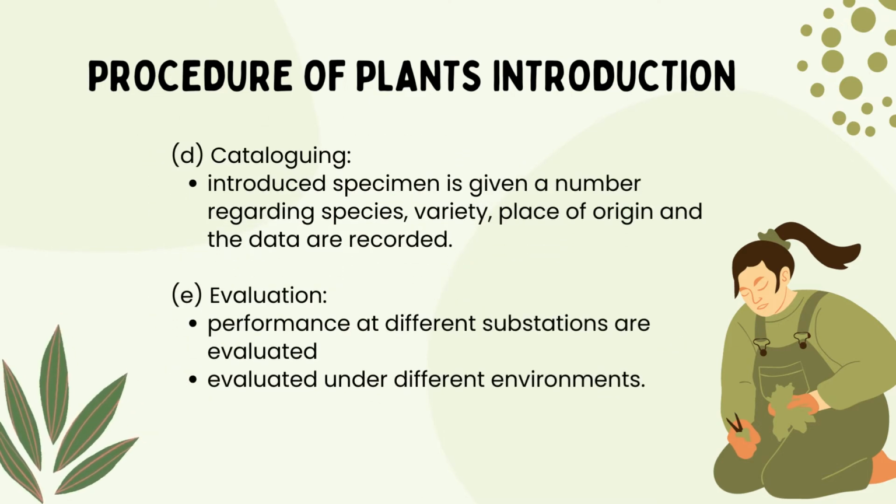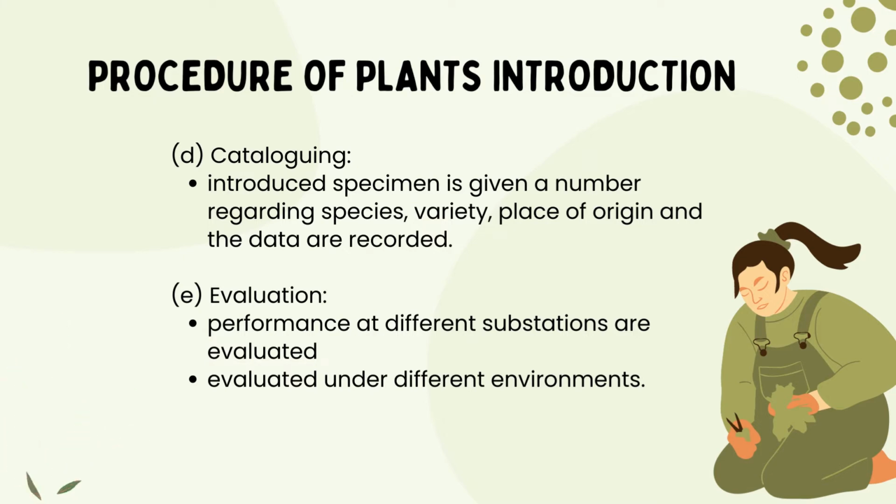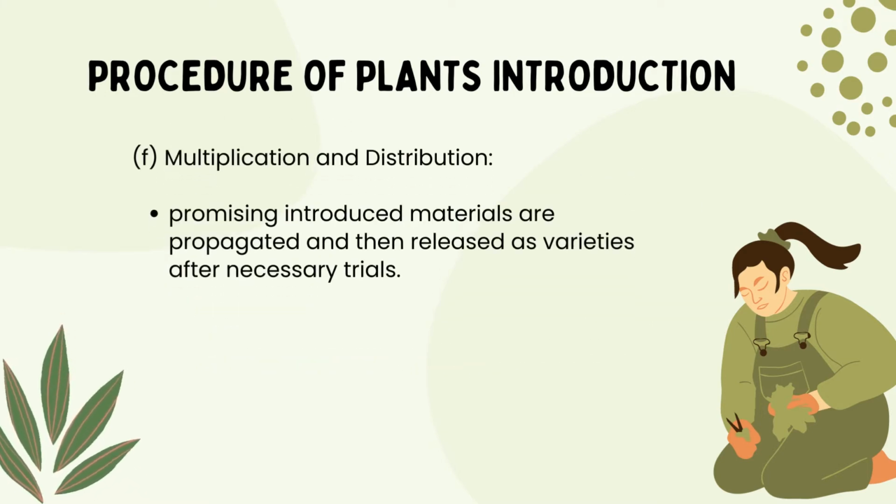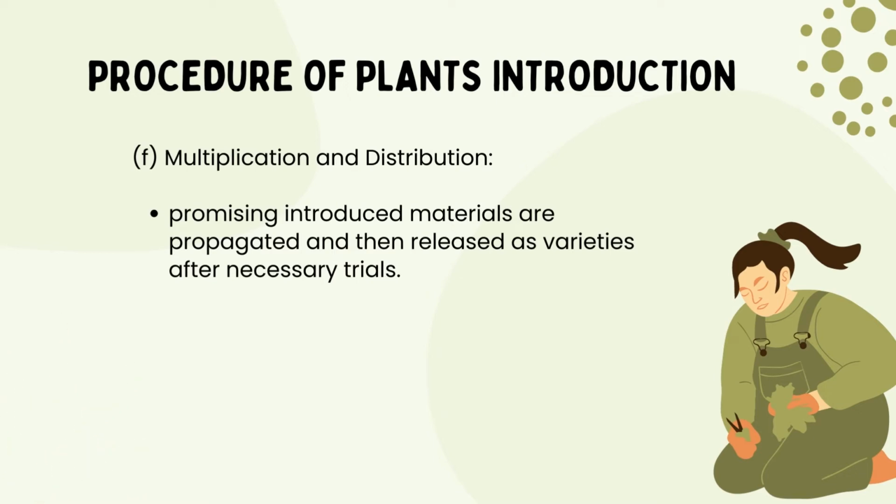D. Cataloging. The introduced specimen is given a number regarding species, variety, and place of origin, and the data are recorded. E. Evaluation. Performance is evaluated at different substations under different environments. F. Multiplication and distribution. Promising introduced materials are propagated and then released as varieties after necessary trials.